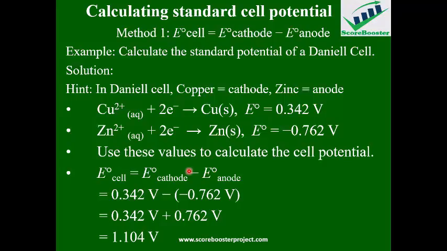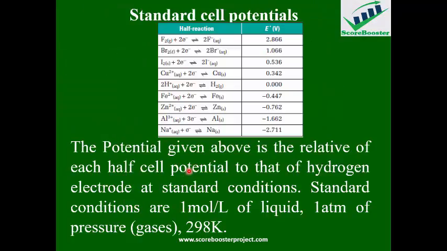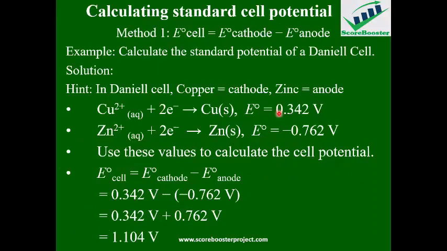If you are to calculate the standard potential of a Daniell cell, you know your electrodes are copper and zinc. So now it is your duty to know which one is oxidation, which one is reduction, which one is cathode, which one is anode. Don't forget, copper is the cathode, zinc is the anode. So you look back to your table here. Copper is 0.342. Then what is zinc? Minus 0.762.